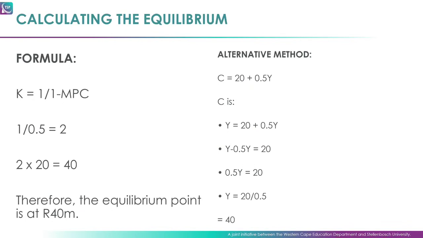To calculate the value of your multiplier, your formula is K. We use the letter K because we can't use M, because remember M is for imports. Because this is the Keynesian graph, we use the letter K is equal to 1 divided by 1 minus MPC. The MPC is 0.5, so it is 1 divided by 0.5, because 1 minus 0.5 is 0.5. If you take 1 divided by 0.5, which is a half, that will give you 2. So we take 2 times 20, which gives me 40 million.